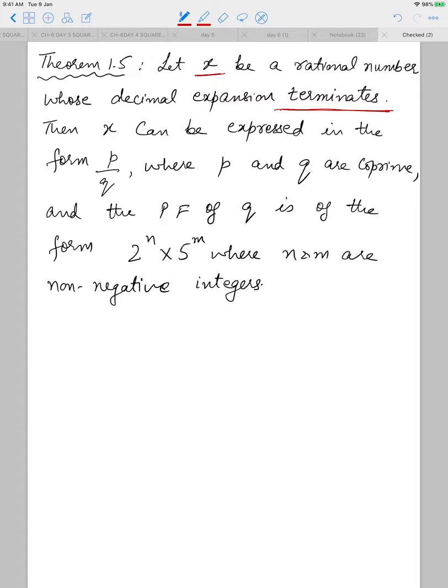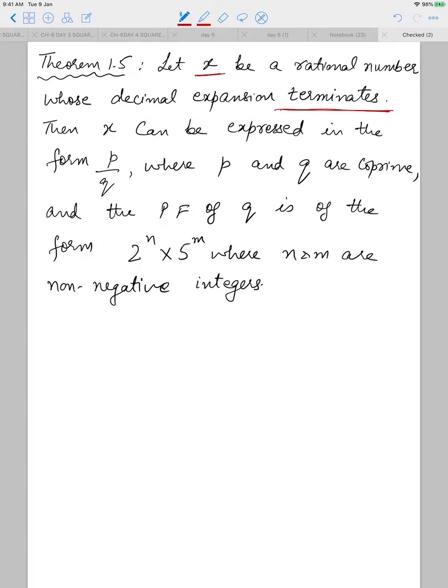It terminates. Then x can be expressed in the form p by q, where p and q are co-prime, and the prime factorization of q is of the form 2 raised to the power n into 5 raised to the power m, where n and m are non-negative integers. I hope it's clear to you.